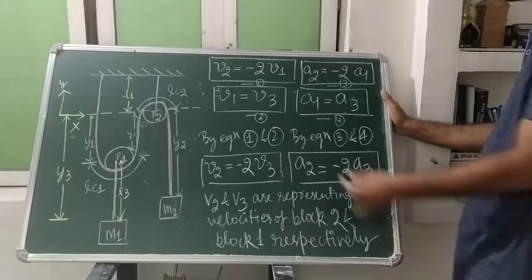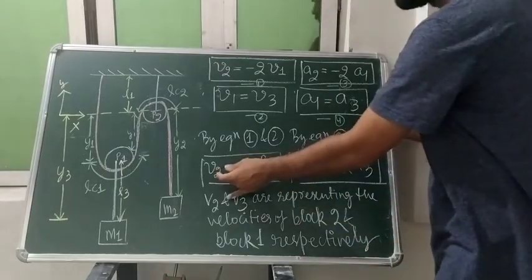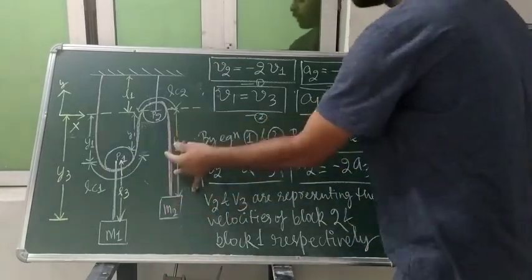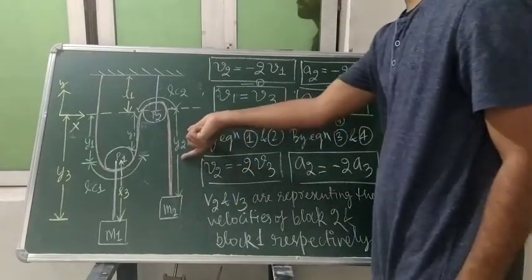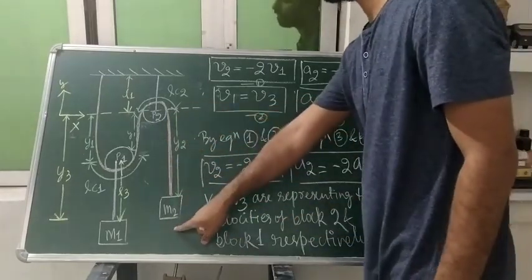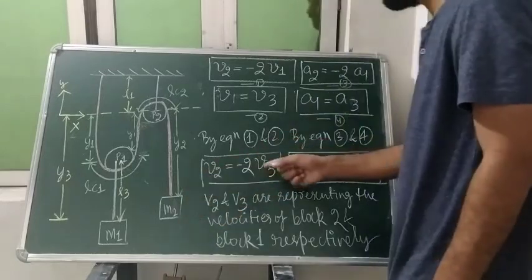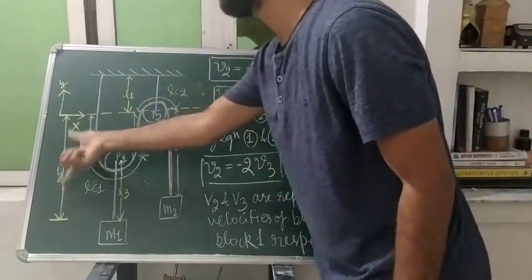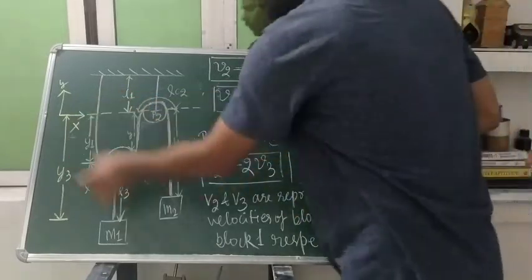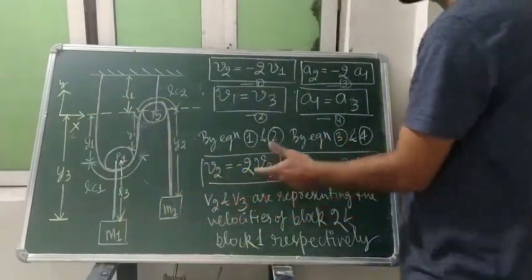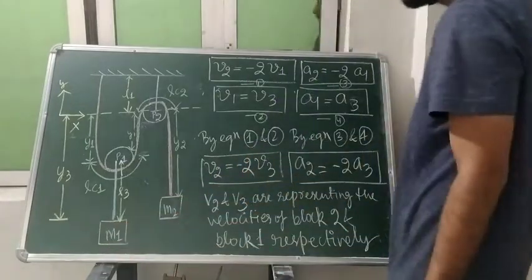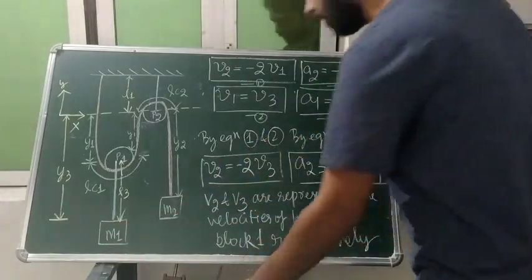Is it? You will notice this. B2 is representing the velocity of this string and it is attached to the mass m2, so it will represent the velocity of this mass m2. V3 is representing the velocity of this Y3. It is attached to this mass m1, so that will represent the velocity of mass m1. The same case will be for acceleration.